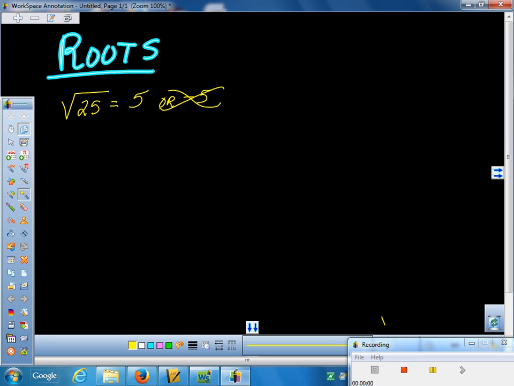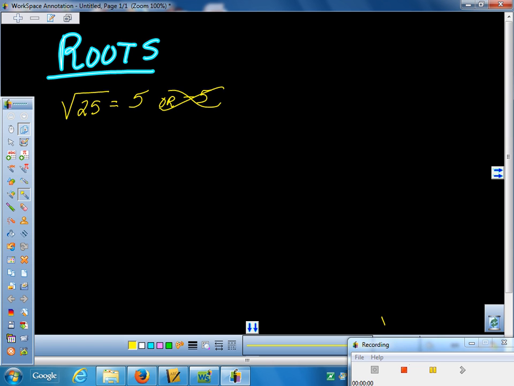Not only is that true of square roots, now we're going to do cube roots and fourth roots and 10th roots and 100th roots and any other kind of root we could want to do. Any root that's an even number, second, fourth, sixth, eighth, 10th, 12th, all even roots are supposed to end up as positive numbers.